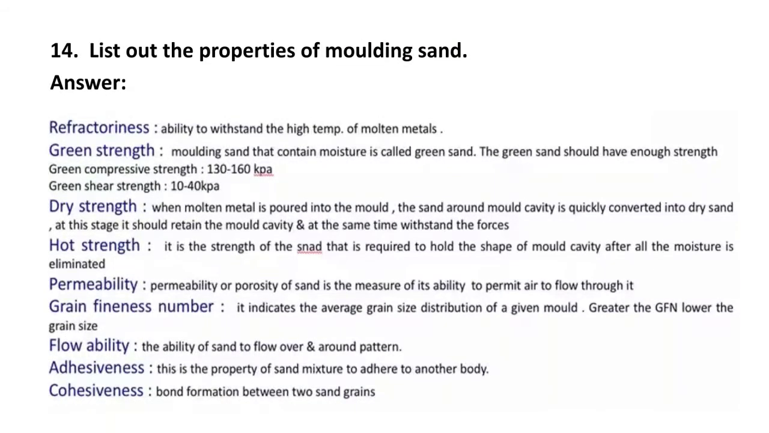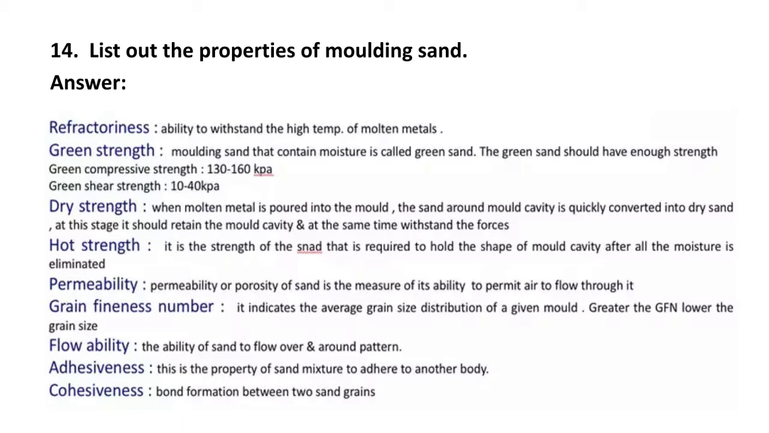Next question, list out the properties of moulding sand. So moulding sand is used to prepare the mold, and it should have some properties. The very first property, that is refractoriness. It is the ability to withstand high temperature of the molten metal. So in casting process, we heat the metal and then we pour the molten metal inside the cavity. So your sand should withstand that high temperature.